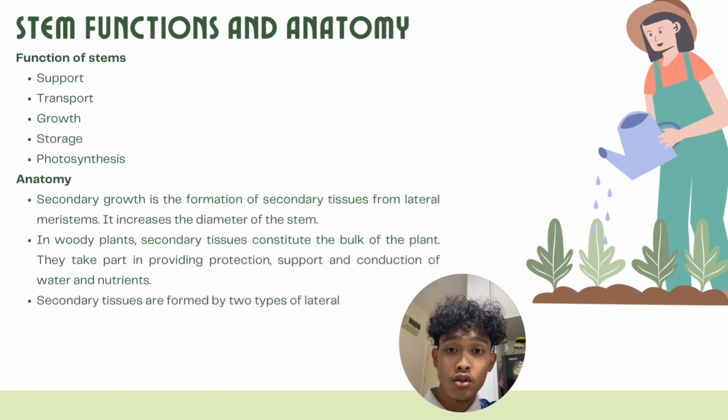The next one is storage. Some stems store food and water. For example, sugarcane stores sugar in its stem and cacti store water. And the next function is growth. The stem contains growing tissues that help the plant increase in height and produce new branches, leaves, and flowers.